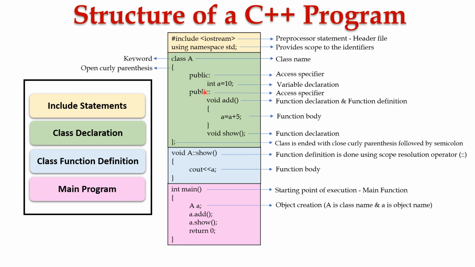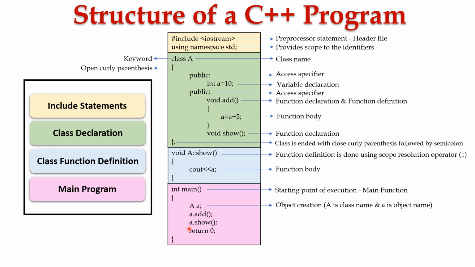Finally, let's check out the execution of the program. So we all know that the starting point of the execution of any program is from main function. So here for the class A, we have created the object a. Using the object a, I'm accessing the method add. So in add function, we perform A is equal to A plus 5. We know that the value of A is 10 and it is being incremented by 5. Now the value of the variable A is 15.